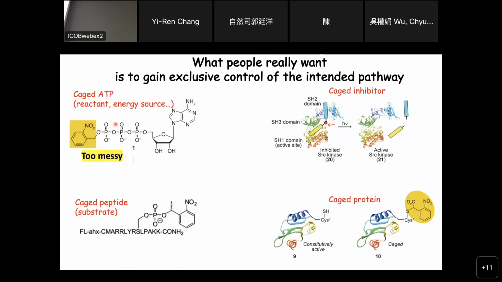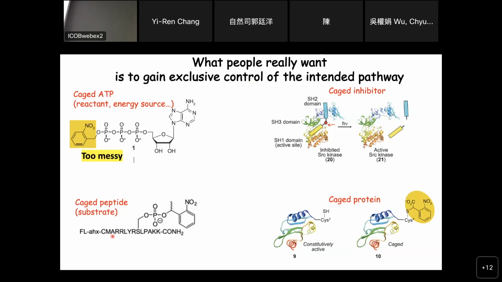But if you really think about this, why is this too messy? Because you probably know this better than me: ATP is involved in so many reactions in cell biology. So if you use this caged ATP, you will affect so many biological pathways, and you won't be able to get a clean, controlled reaction that you want. So what do people want? When people use caged molecules to do experiments, what they really want is to gain exclusive control of a reaction in a certain intended pathway. So if you are using a small molecule that is too upstream, it's not a good choice.